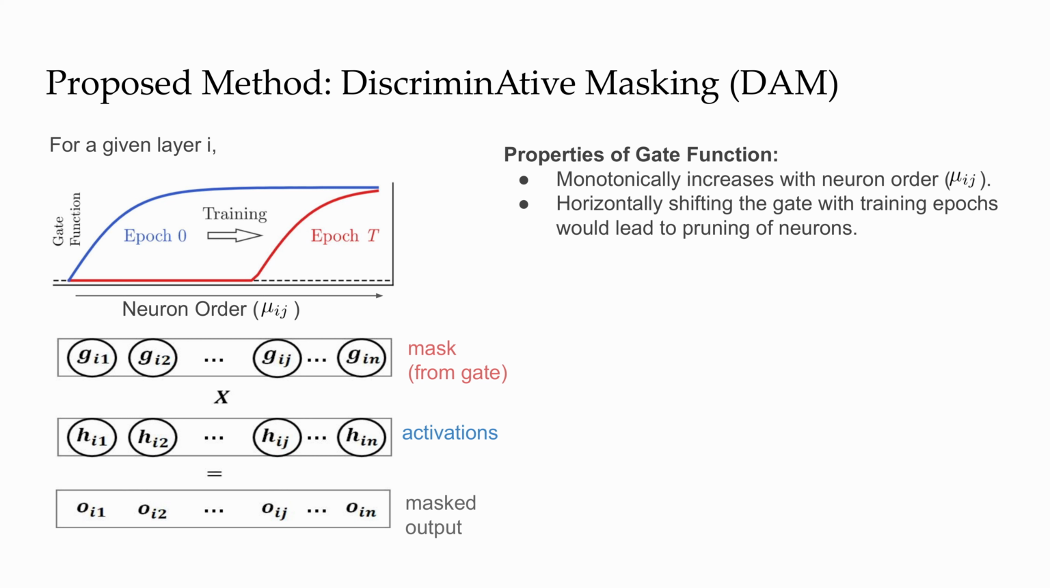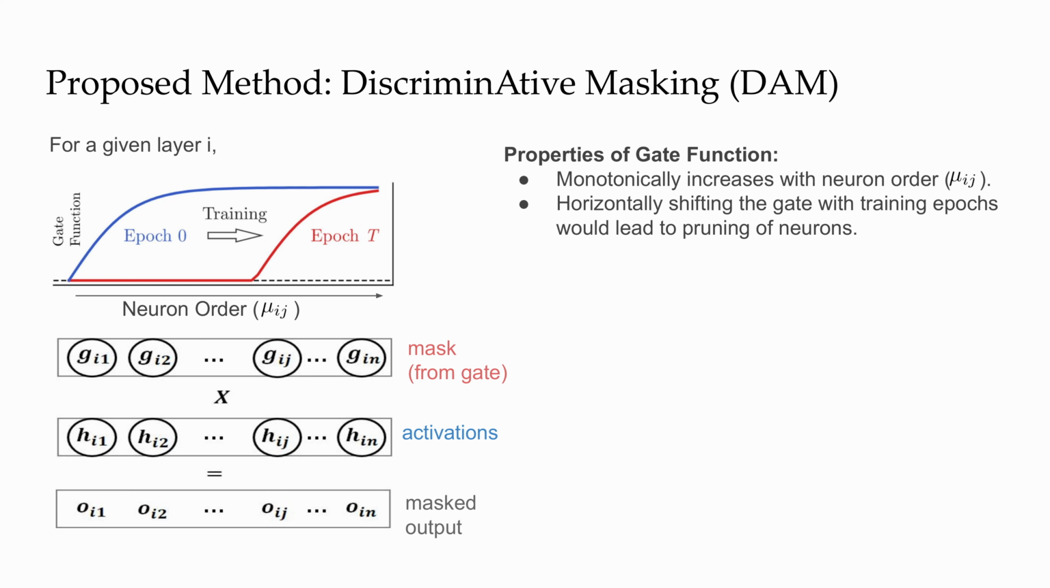We now present our proposed approach of discriminative masking, or DAM. The basic idea of DAM is to use a gate function to obtain mask values for neurons at every layer. Specifically, for the jth neuron at a layer i, we obtain its mask values g_ij using the gate function shown in the figure, which monotonically increases with the neuron order μ_ij. At epoch 0, the gate function is shown as a blue curve in the figure, which outputs non-zero mask values for all the neurons, indicating that no neurons are pruned.